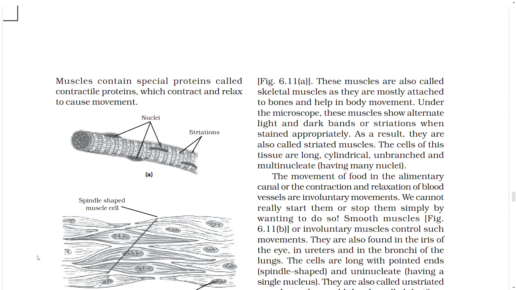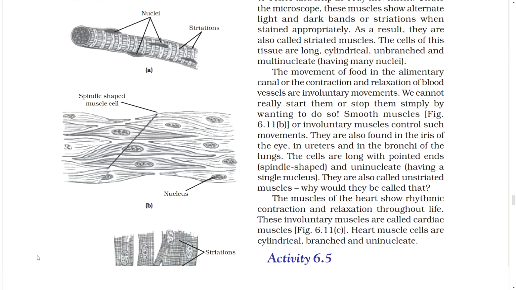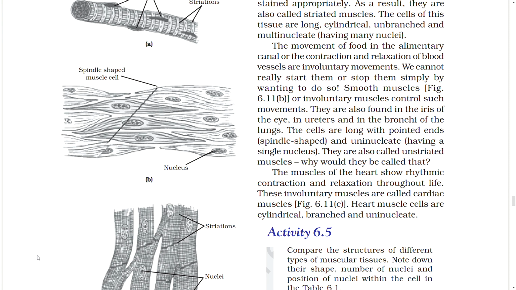The movement of food in the alimentary canal or the contraction and relaxation of blood vessels are involuntary movements. We cannot really start them or stop them simply by wanting to do so. The smooth muscles, figure B, or involuntary muscles control such movements. They are also found in the iris of the eye, in ureters, and in the bronchi of the lungs. The cells are long with pointed ends, spindle-shaped, and uninucleate, having a single nucleus. They are also called unstriated muscles. Why would they be called that?